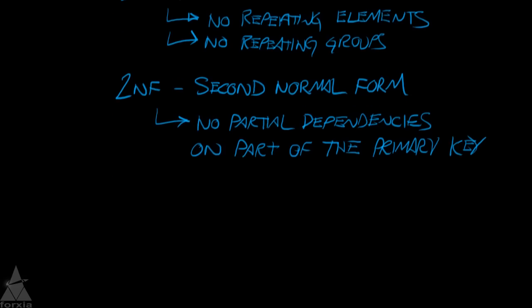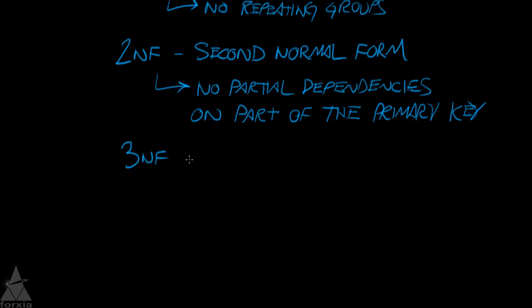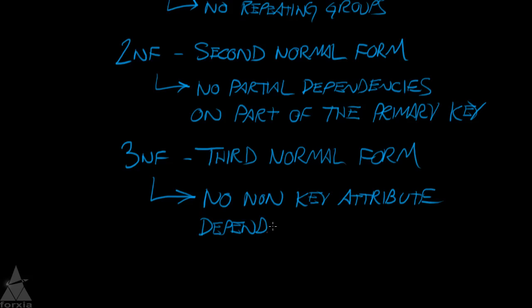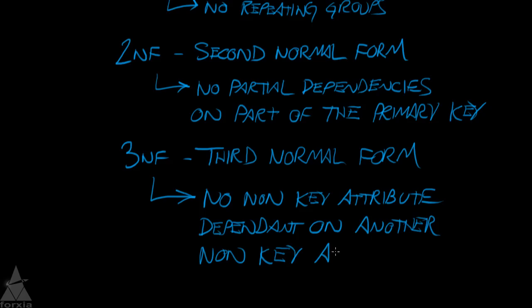And then let's look at the third, 3NF, which is third normal form. And what is the rule with a table in third normal form? It's no non-key attribute dependent on another non-key attribute. And another way of saying that is all our non-key attributes have to be related to some sort of primary key.